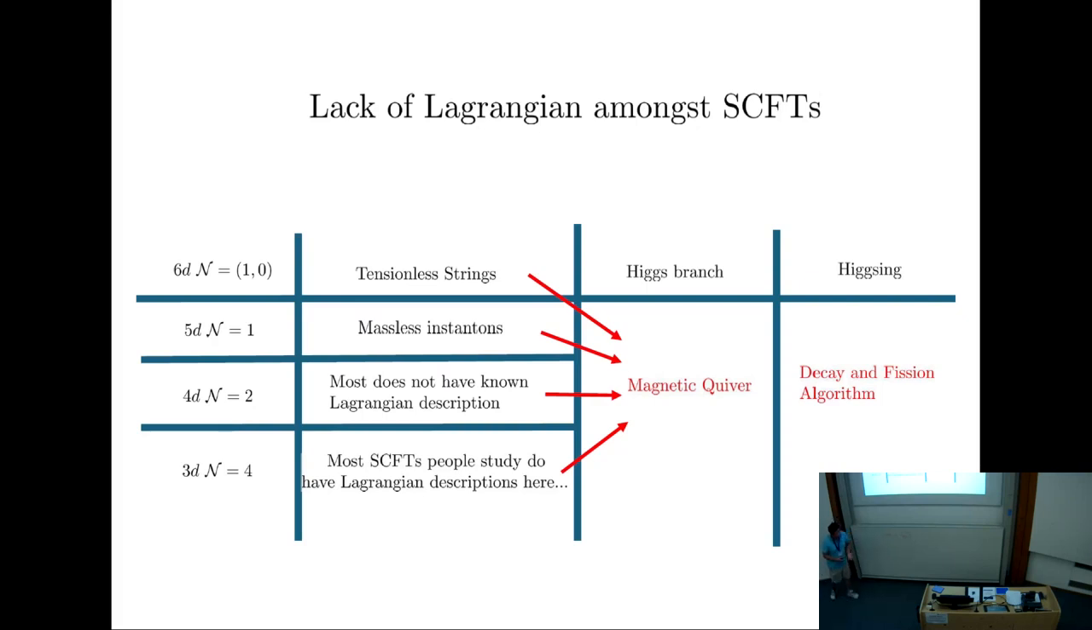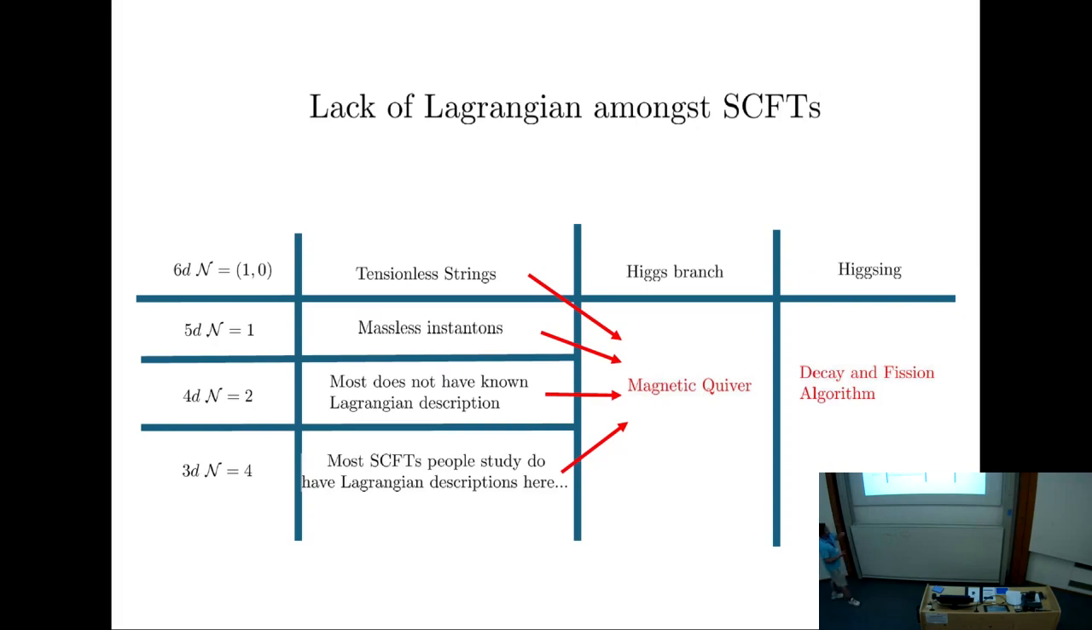I don't have a Lagrangian description, I can't use this nice group theoretic method to do the Higgsings. Of course, there are other ways to do it, but it would be nice to have an all-encompassing way that works for any theory in 3, 4, 5, or 6 dimensions.